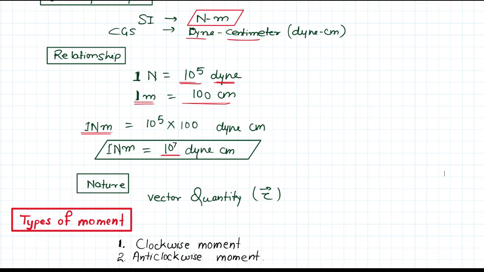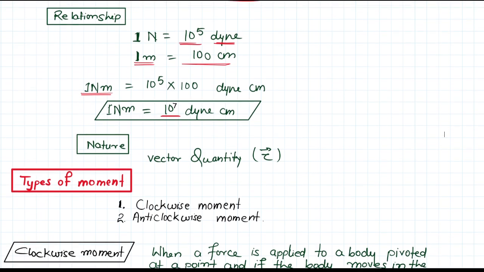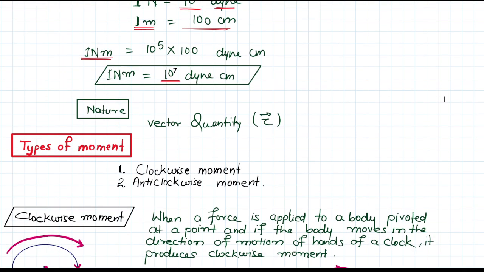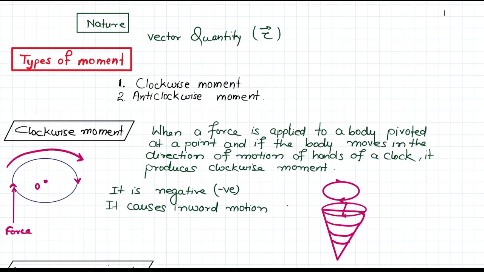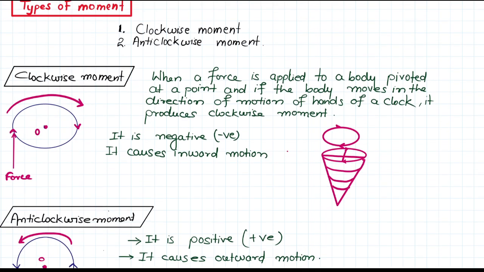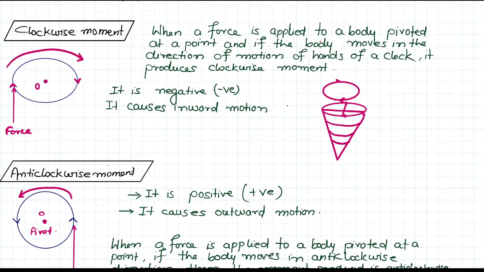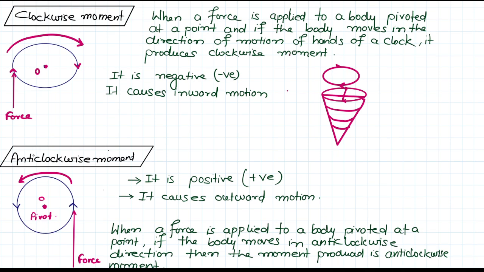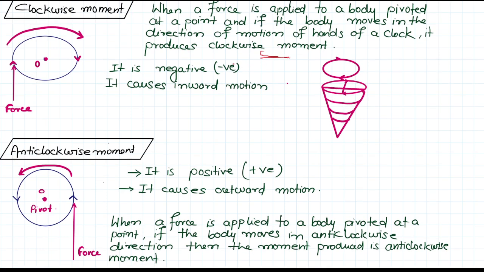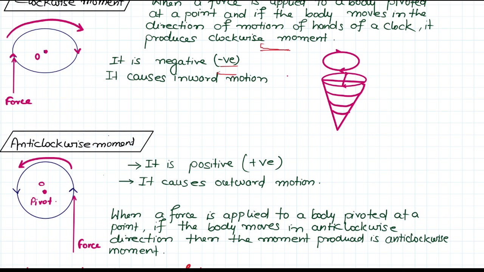Now we can see the types of movement. There are two types: clockwise movement and anti-clockwise movement. When force is applied to a body pivoted at a point, if the body moves in the direction of motion of the hands of a clock, it produces clockwise movement. Clockwise movement will be negative. It causes inward motion.